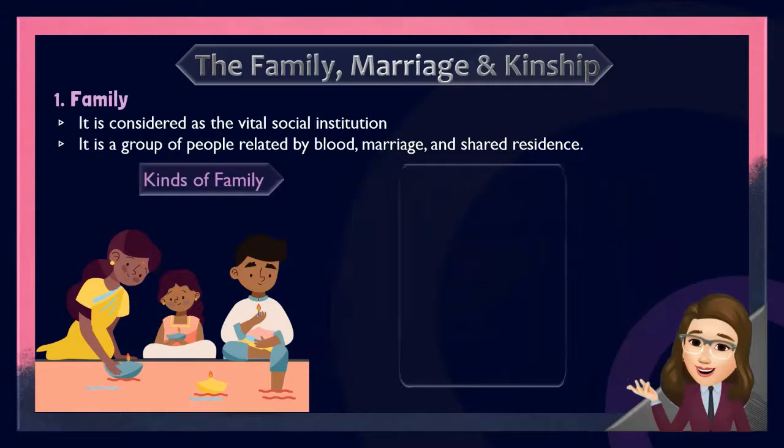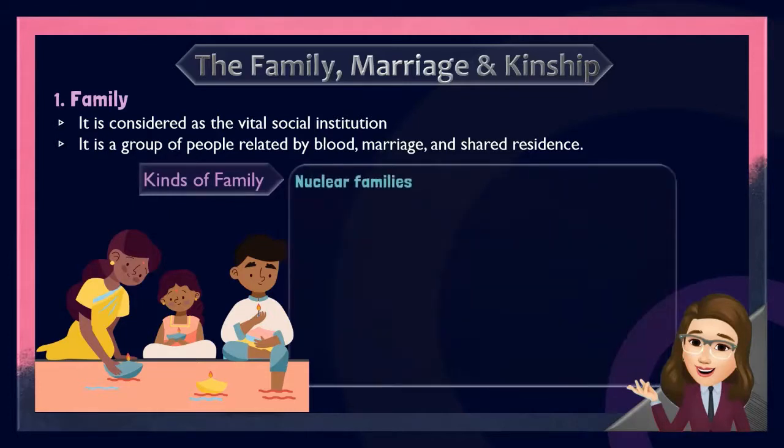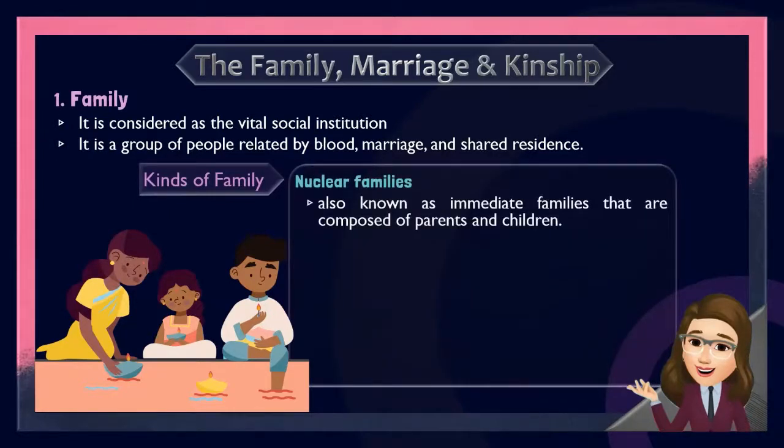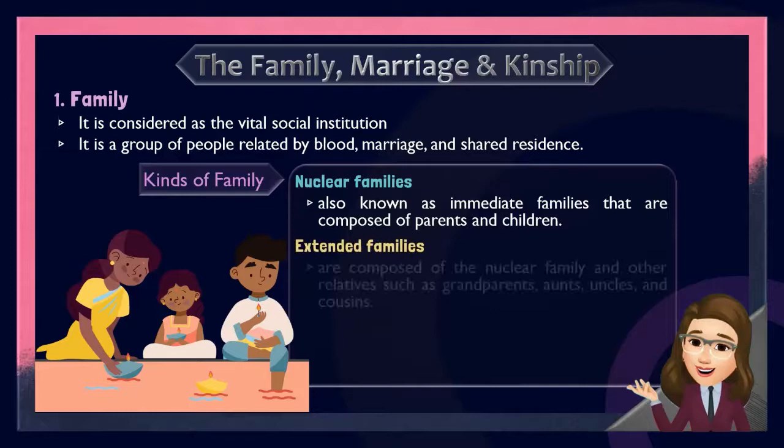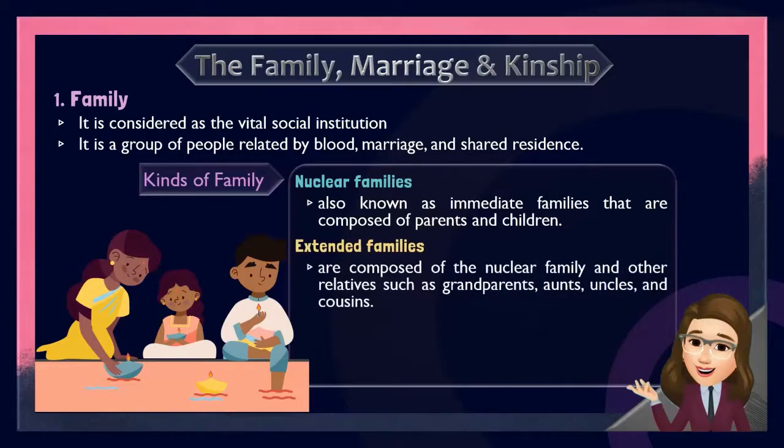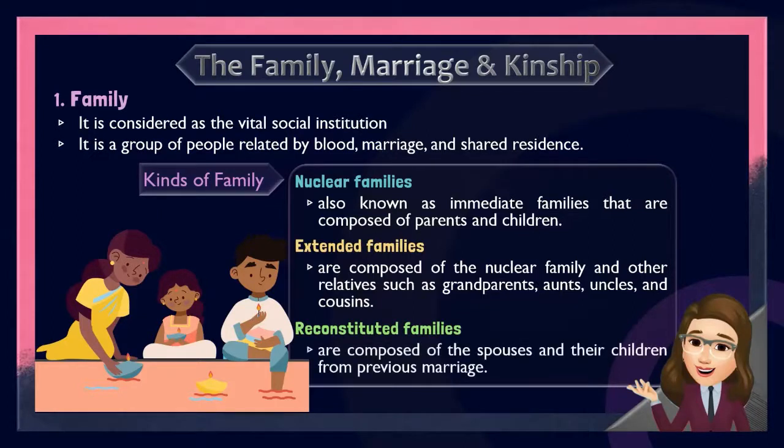We have three kinds of family. First is nuclear family, also known as immediate family, that are composed of parents and children. Extended family, it is composed of nuclear family and other relatives such as grandparents, aunts, uncles, and cousins. Third is reconstituted family. It is composed of the spouses and their children from previous marriage.